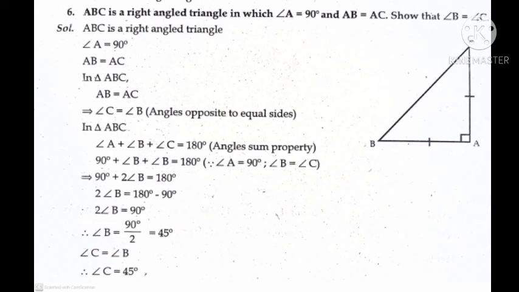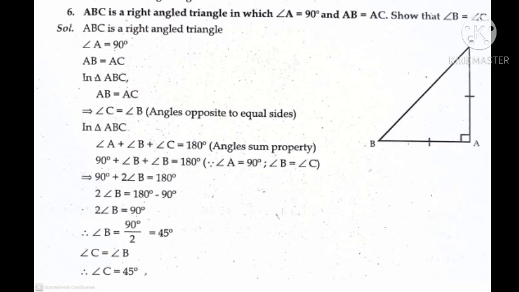Next, sixth question. ABC is a right angle triangle in which angle A equal to 90 degrees and AB equal to AC. Show that angle B equal to angle C. Solution. ABC is a right angle triangle, so angle A equal to 90 degrees. It is given in the problem. AB equal to AC, it is also given in the problem. In triangle ABC, AB equal to AC. That implies angle C equal to angle B, since angles opposite to equal sides are equal.